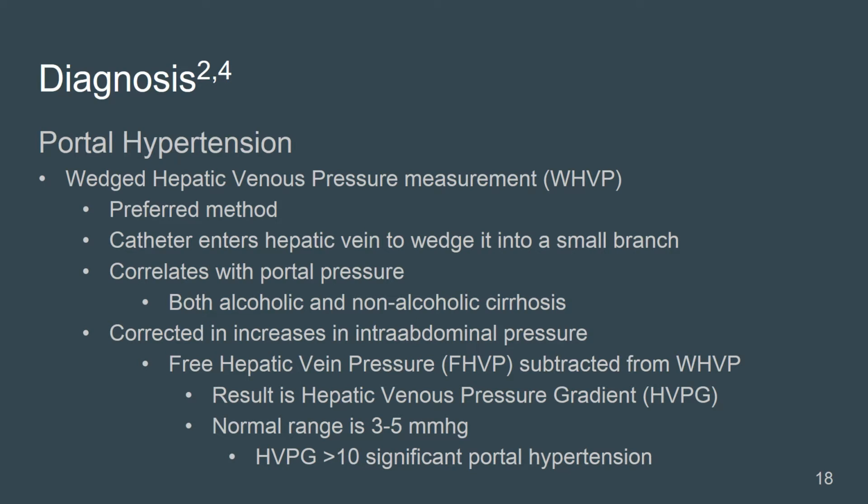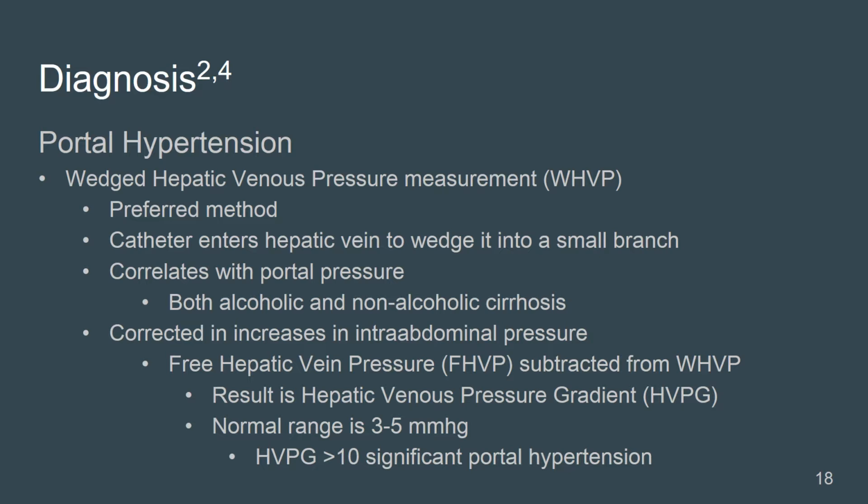So going into diagnosis for portal hypertension, that's usually measured by wedged hepatic venous pressure. That is the preferred method, and to describe it, a catheter enters the hepatic vein and wedges into a smaller branch. And just so you know, this is an indirect measurement. This is not at all direct. It correlates with the portal pressure. So if you know the WHVP, chances are you know the portal pressure. And this could be used in both alcoholic and non-alcoholic cirrhosis.